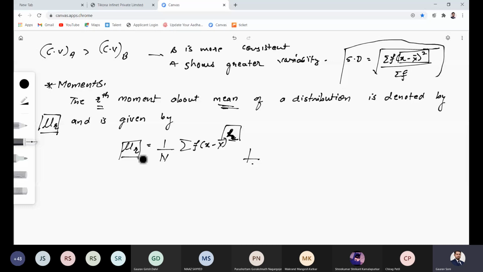Why am I repeating this again and again? Because we are going to learn mu r dash also. So what we mean by mu r dash, you will have to recognize and use the notations very properly.